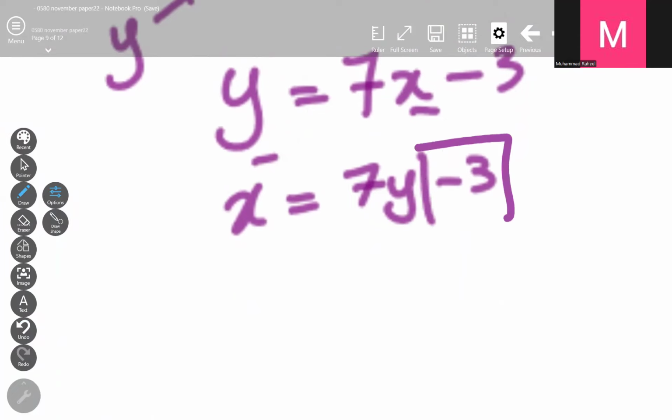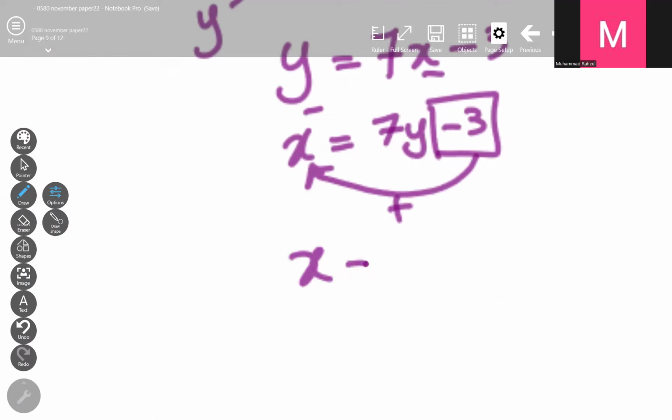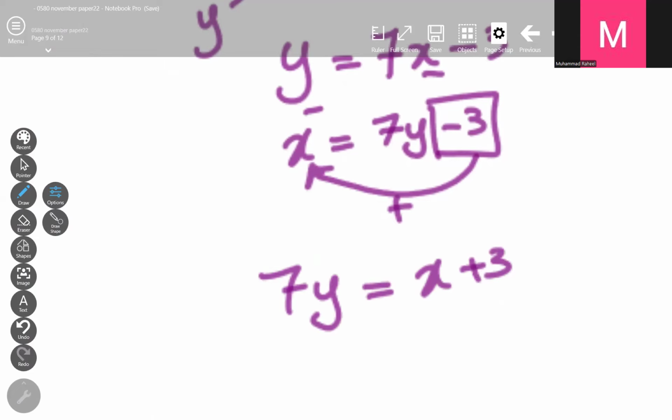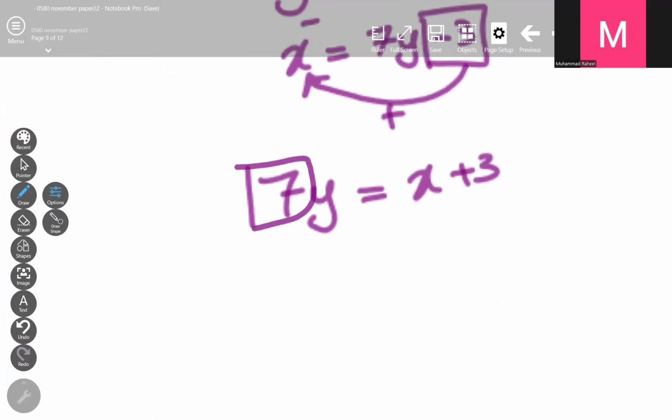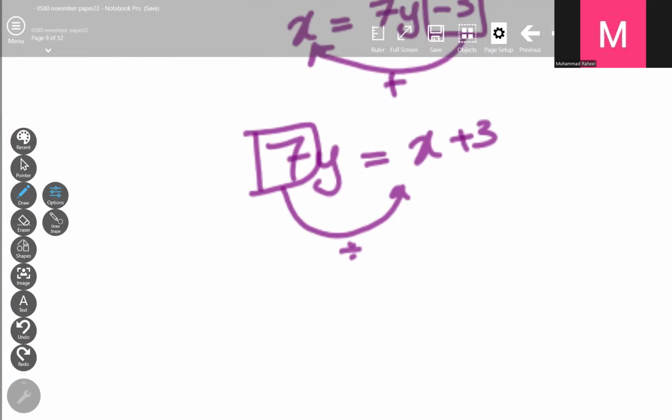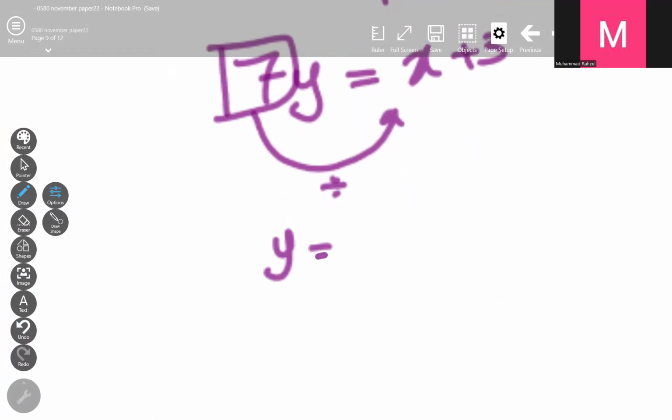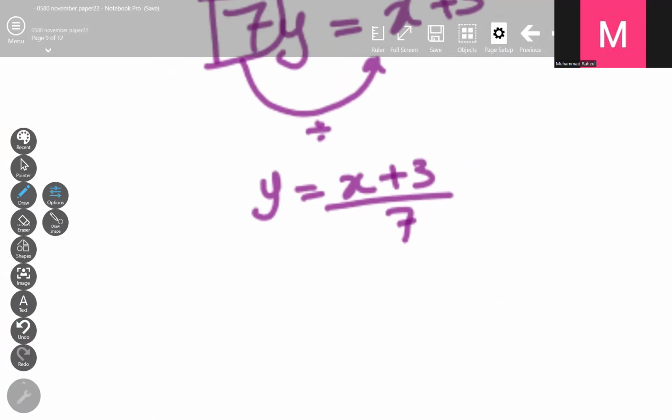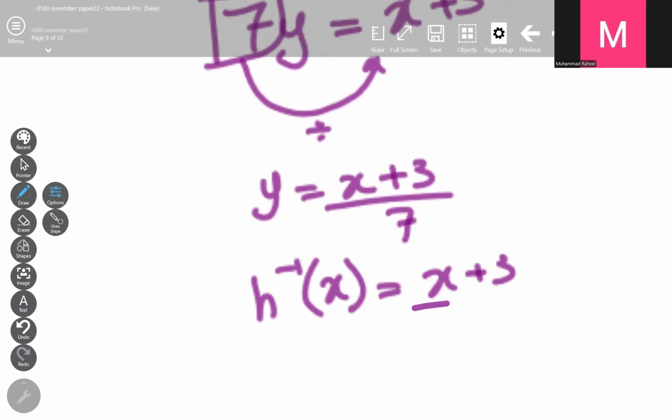So first to solve for y, the negative 3 becomes positive. So 7y is equal to x plus 3. Now to get y alone, we divide by 7. So now we have y is equal to x plus 3 over 7. So h inverse of x is x plus 3 over 7.